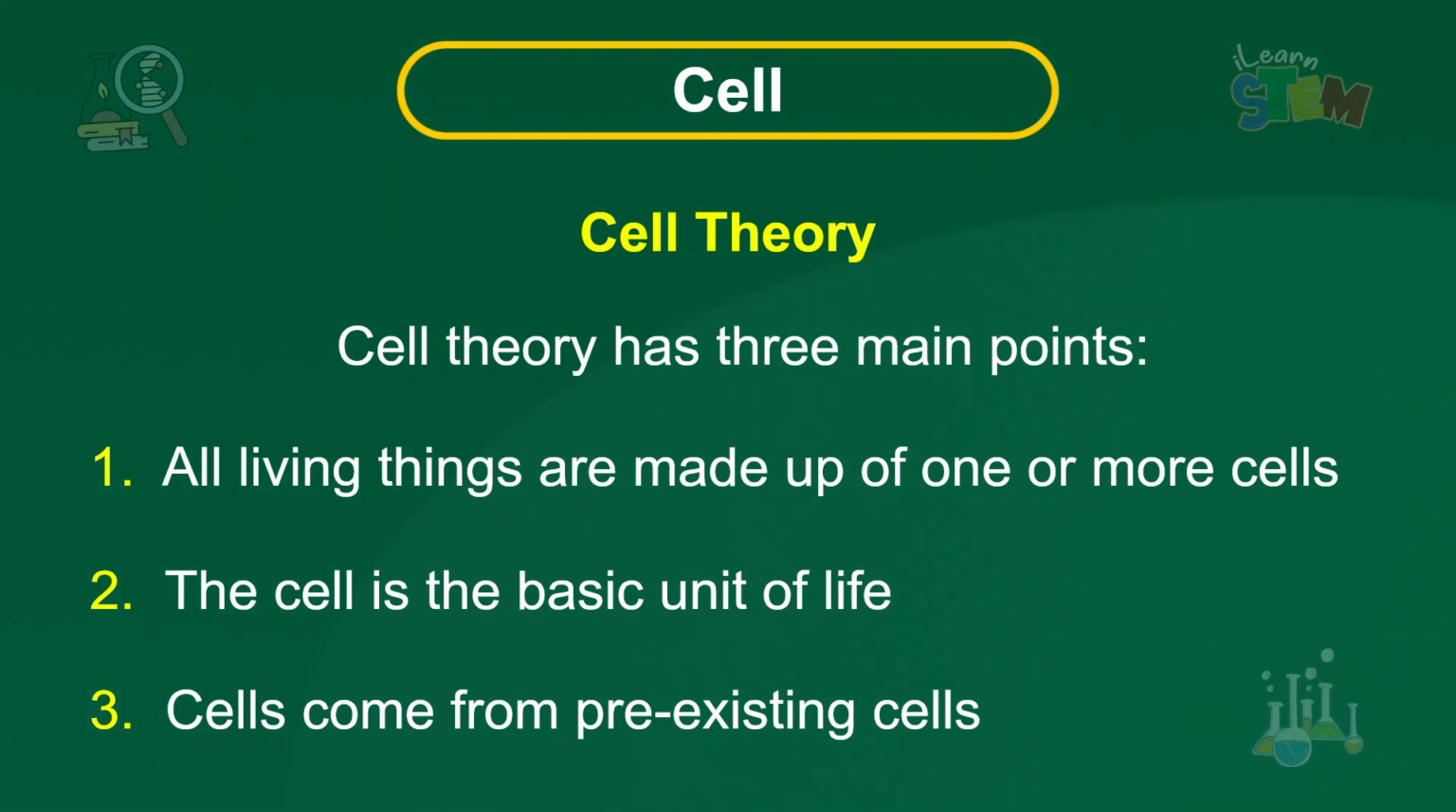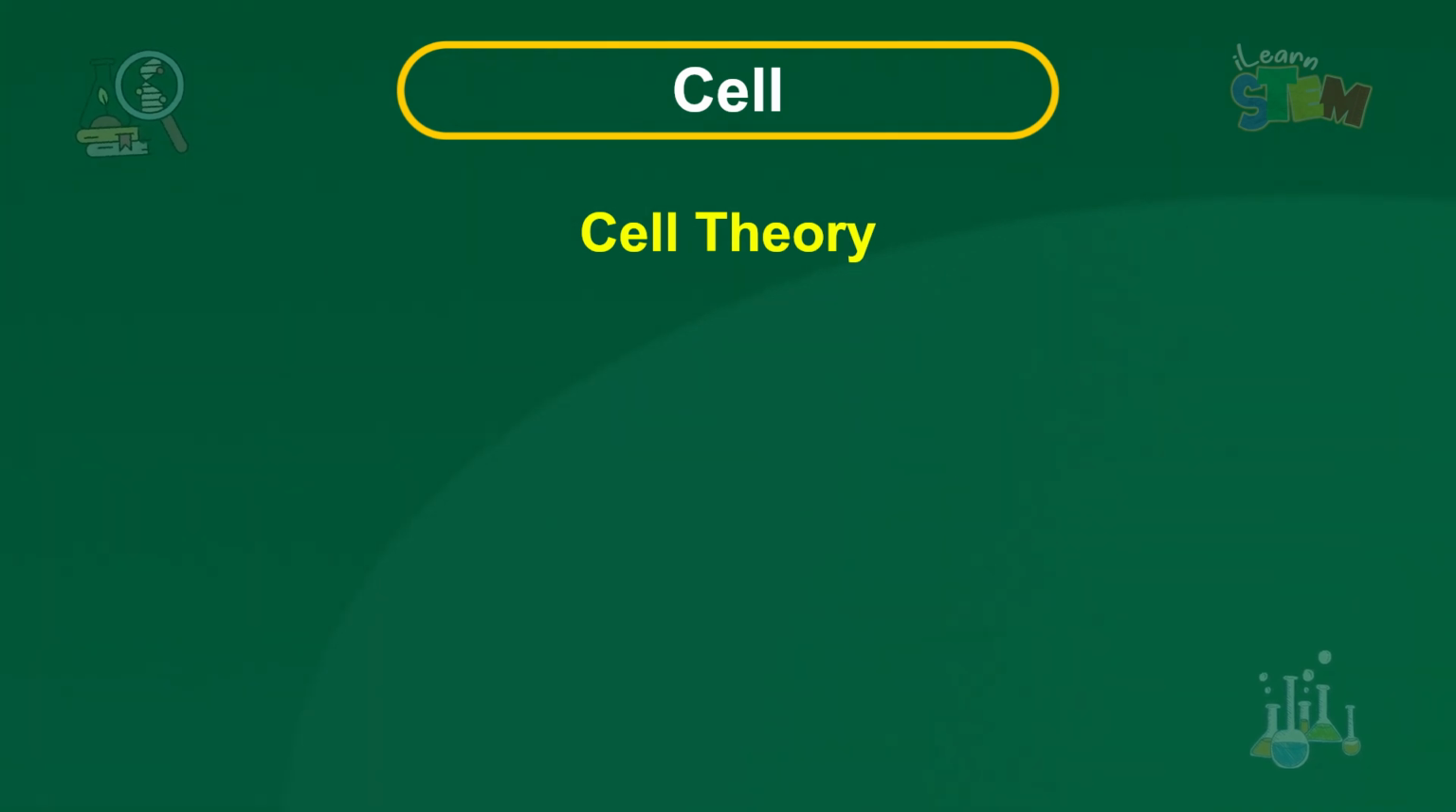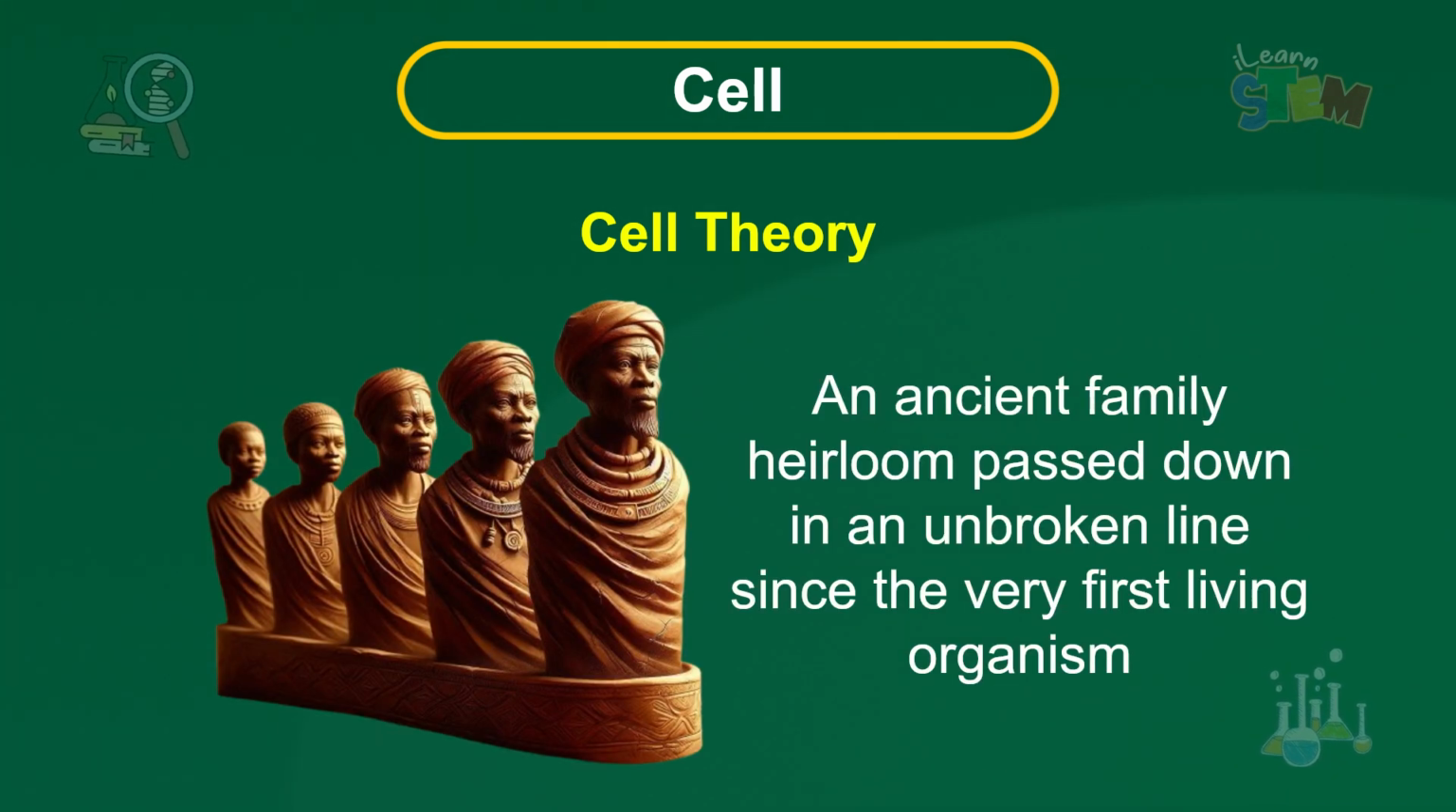That means every cell in your body started from another cell. It's like the ultimate chain reaction of life. I mean, think about it. Your cells are kind of like an ancient family heirloom, passed down in an unbroken line since the very first living organism. That's some serious history.